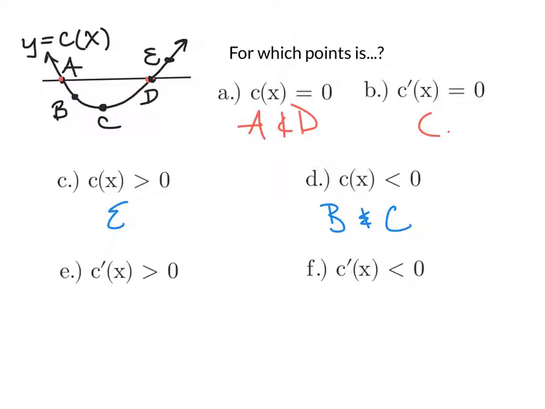In the last two, I'm asking about the derivatives. So the slopes of the tangent lines, whether it's increasing or decreasing. And in part E, it asks when is c prime of x, the derivative of x, greater than 0? So when are the slopes of the tangent lines greater than 0? When is the function increasing? That's going to happen at point D and at point E. That's where the function is going up. For the other points, A and B, that's when the function is going down, so its derivative is negative, and the function is decreasing.